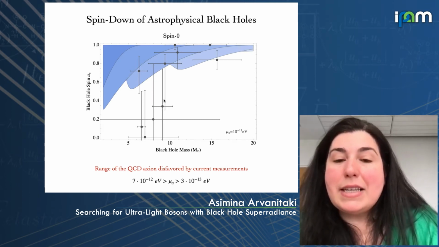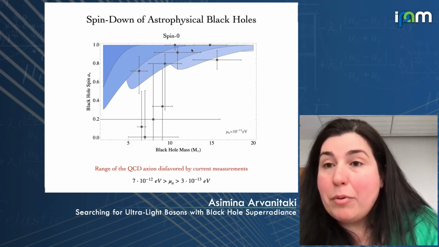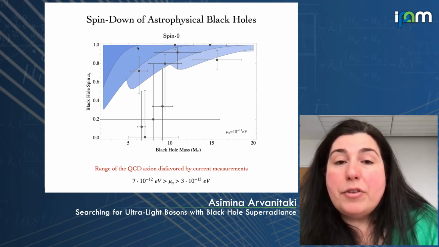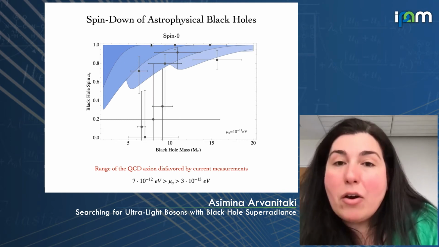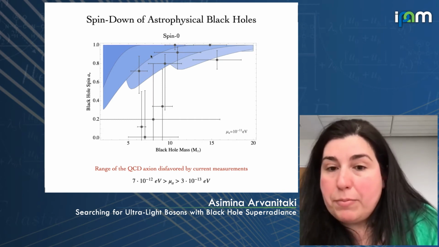The interesting thing is that this is a mass range that is extremely hard to probe in a laboratory setting. Okay, so in particular for the QCD axion, black holes place the only constraint that we know of in this part of its parameter space.